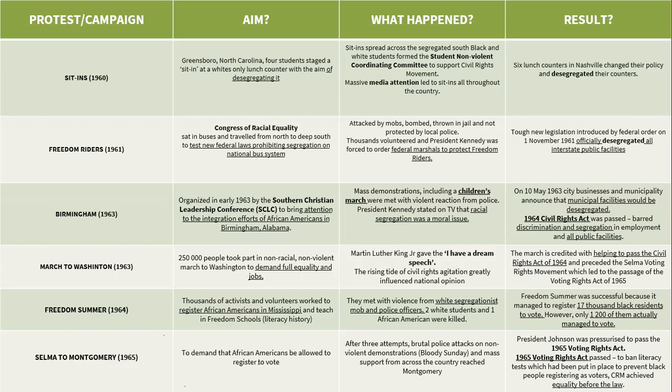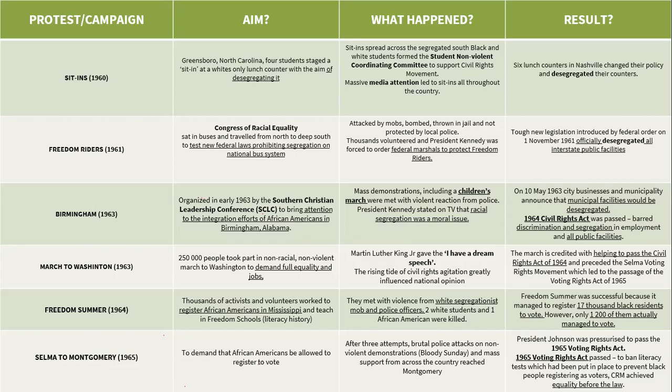So the march is credited with helping to pass the Civil Rights Act, and it happened also before the Selma March, which led to the Voting Rights Act. Then you've got the Freedom Summer, which happened in 1964. The aim of that was that thousands of activists and volunteers worked to register African Americans in Mississippi and teach in freedom schools.